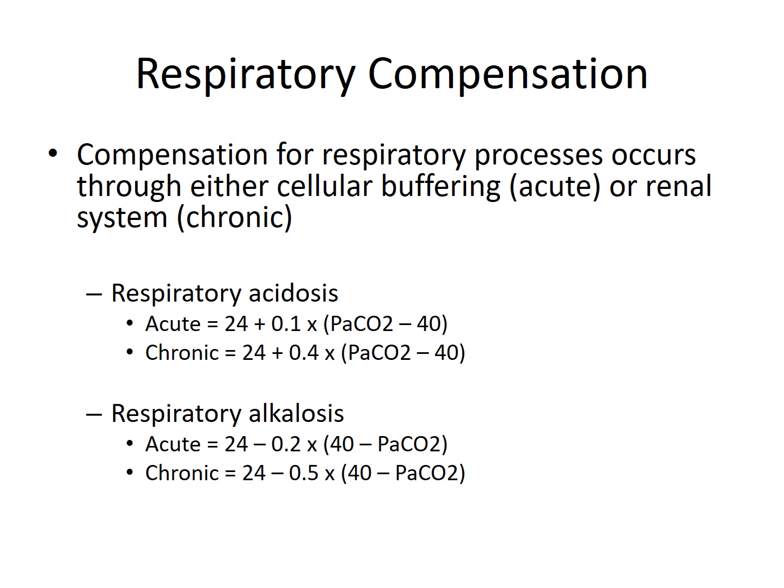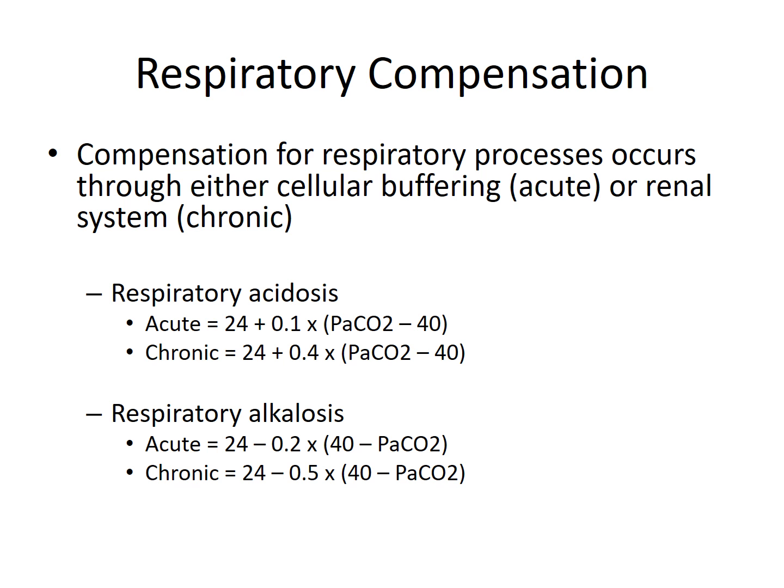For respiratory acidosis in the acute setting, we multiply the difference in measured CO2 concentration and normal CO2 by 0.1 and then add it to 24. In the chronic setting, since it is much more efficient, we multiply the difference in measured CO2 concentration and the normal CO2 concentration by 0.4 and add that to 24.